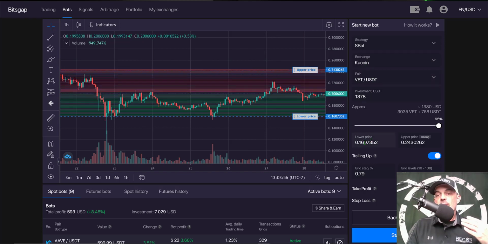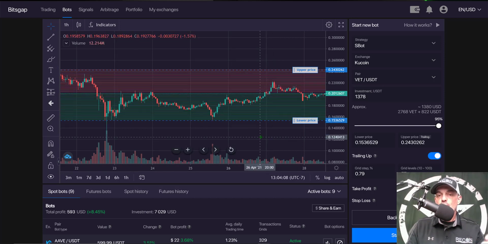Now, the next step is to set my lower and my upper price. And in this case, I look for support, and I can see support right along this level here. I might actually take this a little lower to give the bot room to maneuver. And then for my upper level, I look at prior resistance.